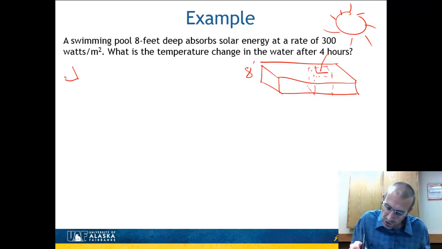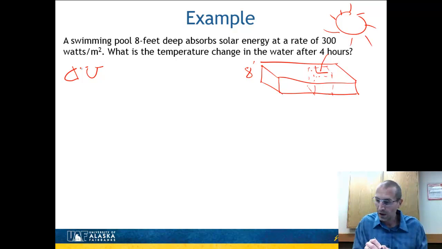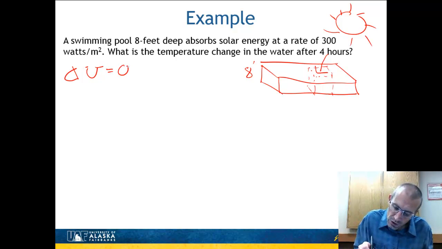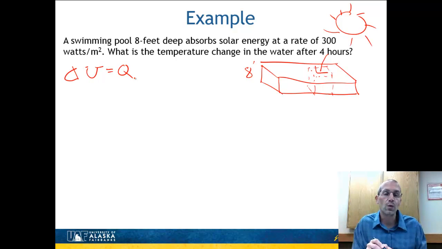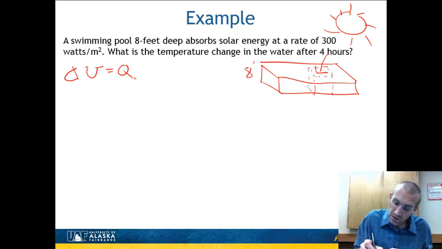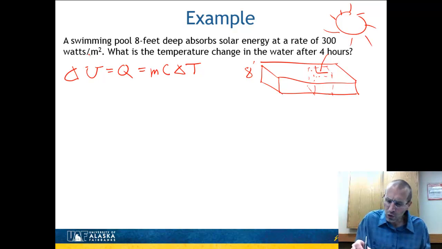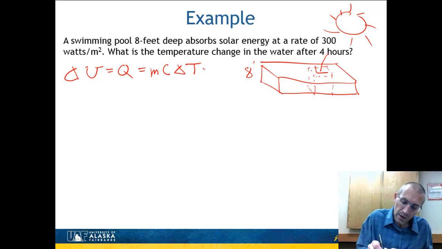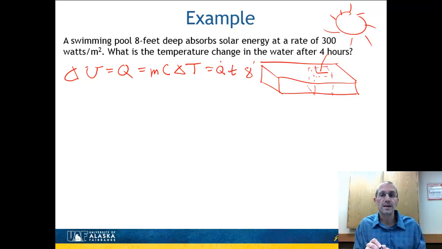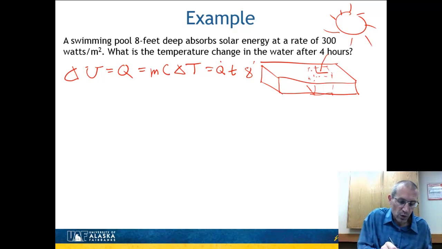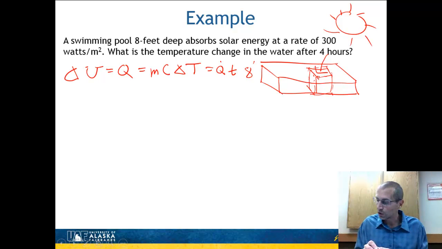Let's write our energy balance first. Delta U is the energy that goes in, which is Q. It's not doing any work. It's not expanding. This is an incompressible material. So delta U is Q, and we can write that as mC delta T. We're given Q at a rate, watts per square meter, so we're going to keep this as Q dot times t. We'll take 1 square meter of material that's 8 feet deep, and that's going to be our control mass.